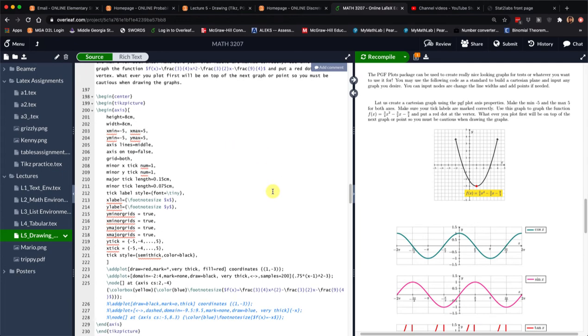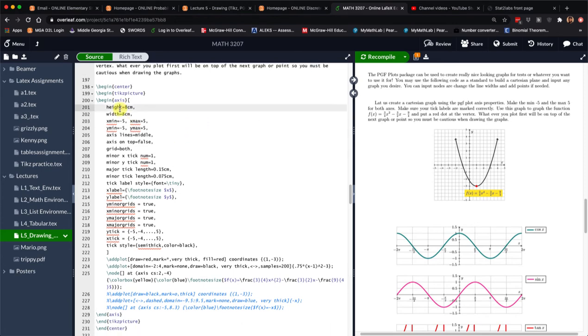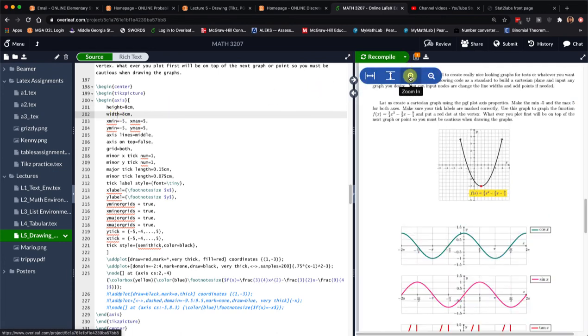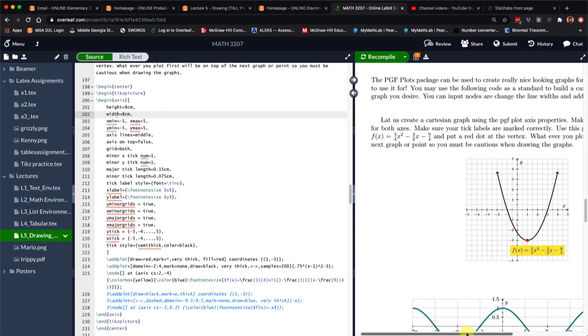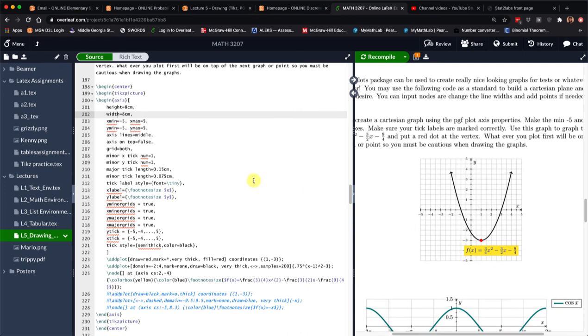Let's just go through the code and show how we made this first graph. This graph, we were trying to plot the function f of x equals 3/4 x squared minus 3/2 x minus 9/4. I set the height and width of my Tikz picture there. We'll zoom in on that a little bit so it's easier to see. Let's move it over here. That's an 8 by 8 centimeter picture, so you can change the height and width however you like. I like them to be square because they look better that way.